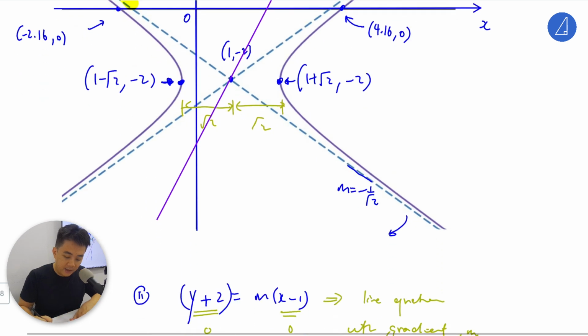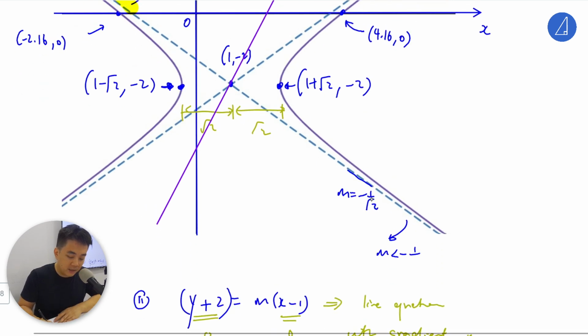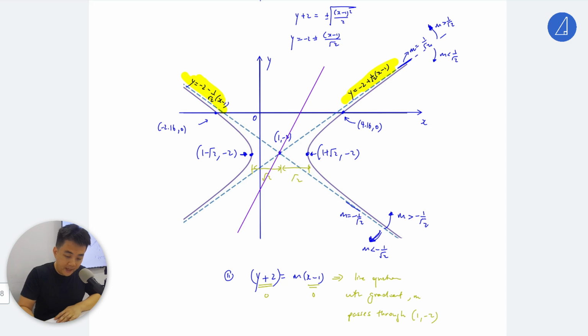Anything less steep than this is m less than, actually steeper. This is anything steeper, less than root 2. Anything here, anything clockwise is less than. Anything anti-clockwise is more than. So what you want is essentially this guy here and this guy here. Can you equal to this gradient here? Can. You can equal to this gradient because the line doesn't intersect the curve at the asymptote.